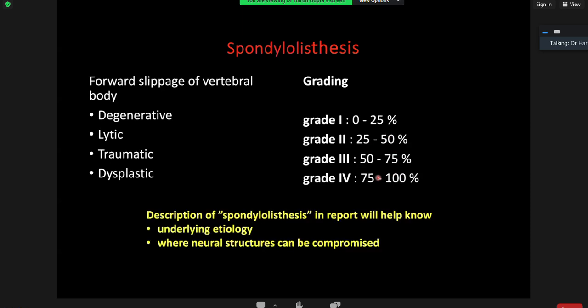Now why is it important to understand spondylolisthesis? Because if you say in your report what type it is, not only do you mention spondylolisthesis, but you say this is degenerative, lytic, traumatic, or dysplastic, it will give the person a huge idea why this is happening. What is the etiology of the spondylolisthesis? Once we know about this, we will know what exactly to expect.